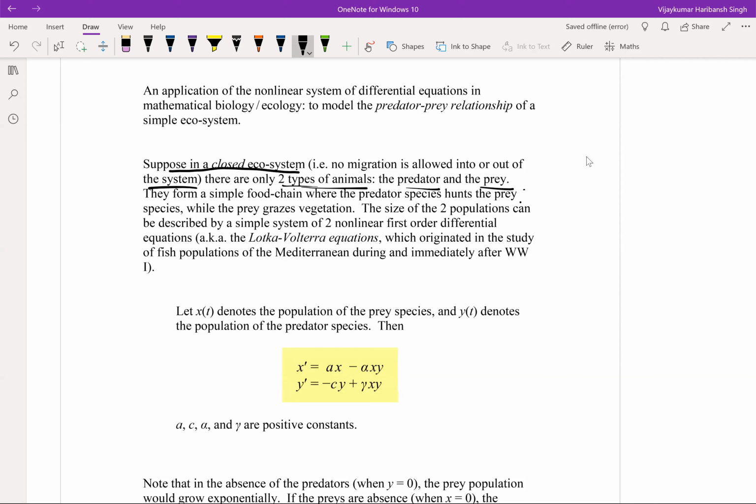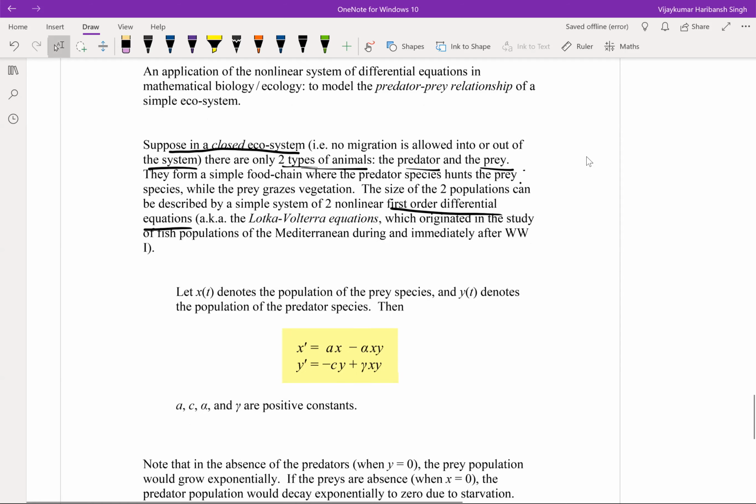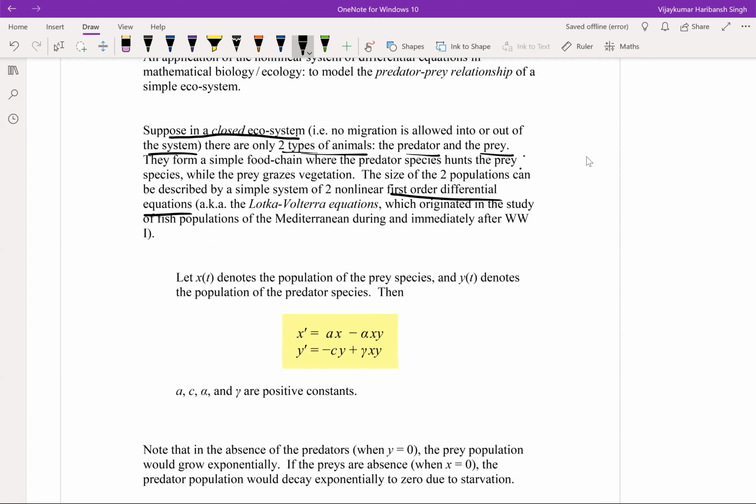Now the size of the two populations can be described by a system of two nonlinear first-order differential equations, also known, after their inventors, as the Lotka-Volterra equations. They actually originated in fish, they were studying the fish populations in the Mediterranean after World War I. So what is it about? Let x(t) be the population of the prey species and y(t) denote the population of the predator species. Of course, they are functions of time because they will change with respect to time.